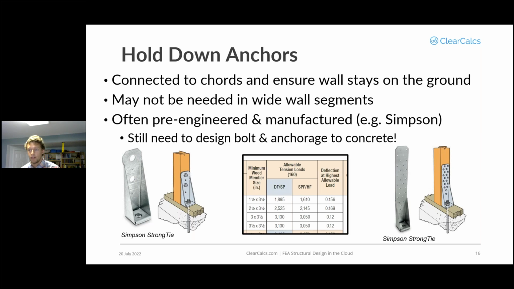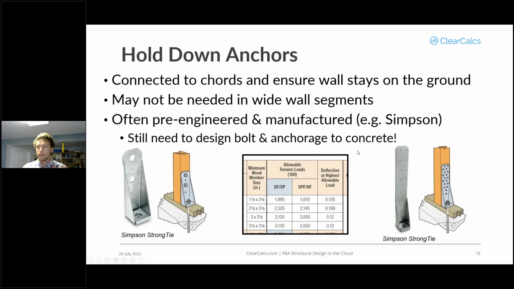The typical method that we've seen is to use manufactured connectors. Simpson Strong-Tie is a big one. We've got 2 examples here. They will make pre-engineered, mass manufactured brackets that take care of the connection from the stud to the sill plate into the concrete. You can see on the left, we've got one for bolted connections, so bolting into the chords, or we can also have screwed ones and sometimes even nailed connections as well.